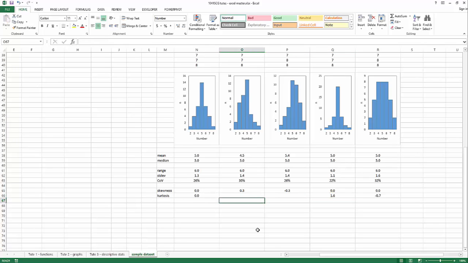Okay, so that's a brief primer on descriptive stats. We looked at measures of central tendency, we looked at statistical dispersion, and we looked at distribution measures.